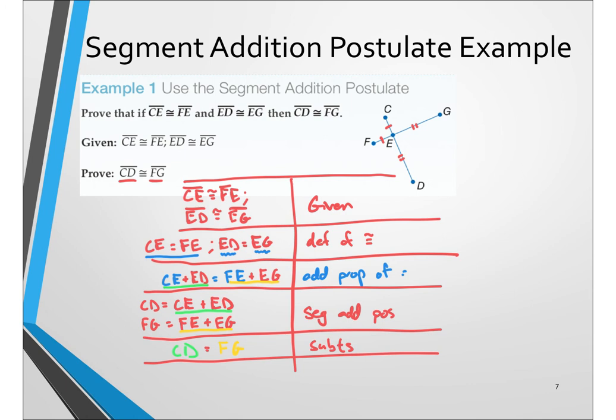Okay, and now the last thing I've got to do is change that equal sign into a congruency mark. So I have CD is congruent to, my bad, FG, and this is the definition of congruency. Okay, so this one was a little bit different. Instead of going from the whole segment to the pieces, we went from the pieces to the wholes, but hopefully you were able to follow along.